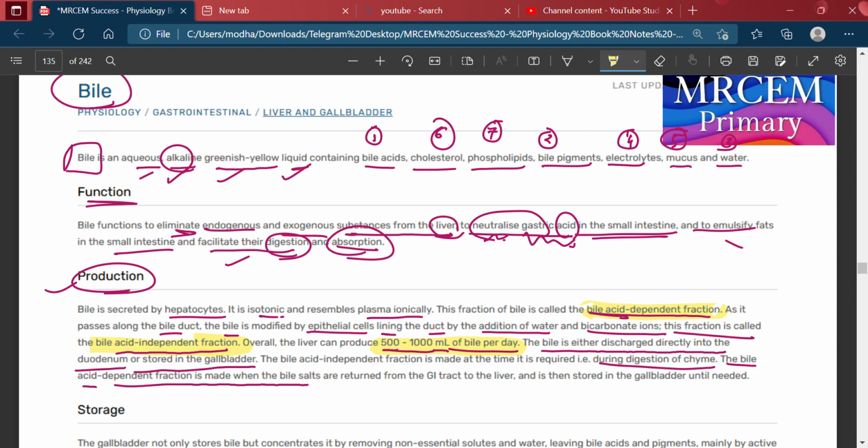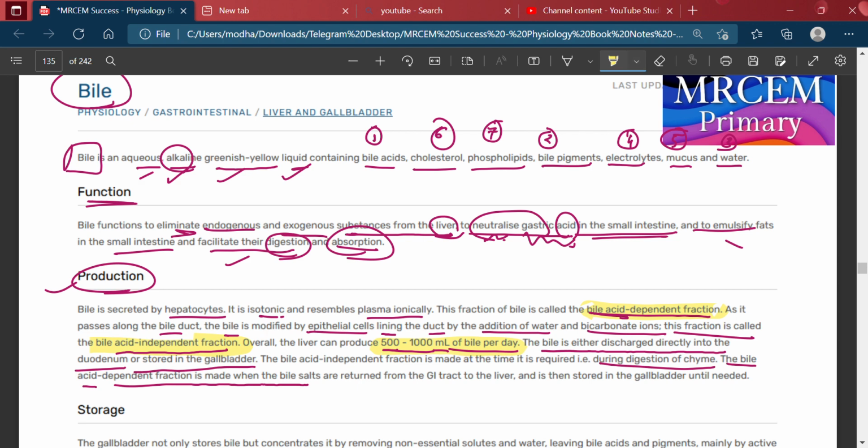The bile acid independent fraction is made at the time it is required: it is produced by adding water and bicarbonate ion by the epithelial cells, during the digestion of the chyme. The bile acid dependent fraction is made when the bile salts are returned from the GI tract.